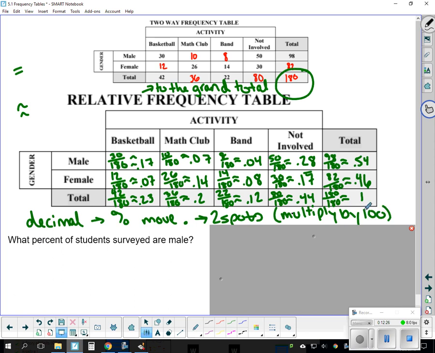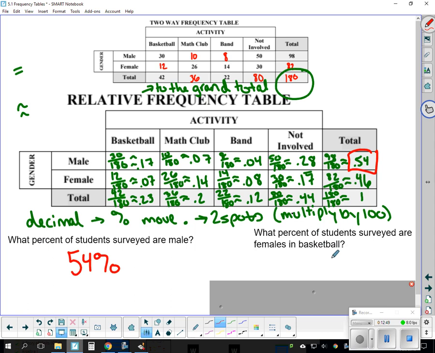literally means per 100. So first of all, what box are we talking about? What percent of students surveyed are male? So here's my males. I don't want to know each individual club. I want to know the total percent that are surveyed male. Well, I get 0.54, but to make it the percent, I move it over 2 spots and make it 54%.